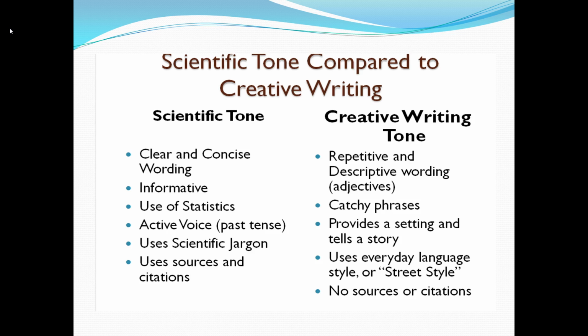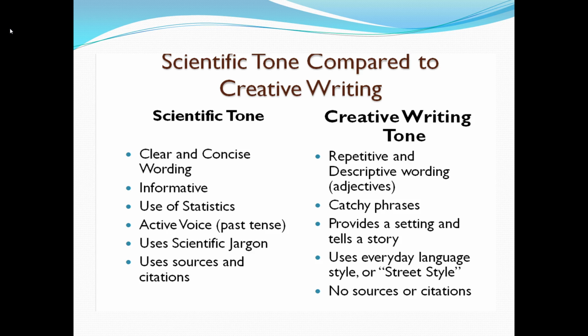Scientific tone uses clear and concise wording. Not that creative writing isn't clear, but there's a lot of fluff that goes into creative writing. We want to make sure it's flowy and elegant. In scientific tone, we just want to say what we want to say and be done with it, right? We don't want to confuse the reader along the way, make them read it numerous times in order to understand the information. In scientific tone, we want to write informatively.